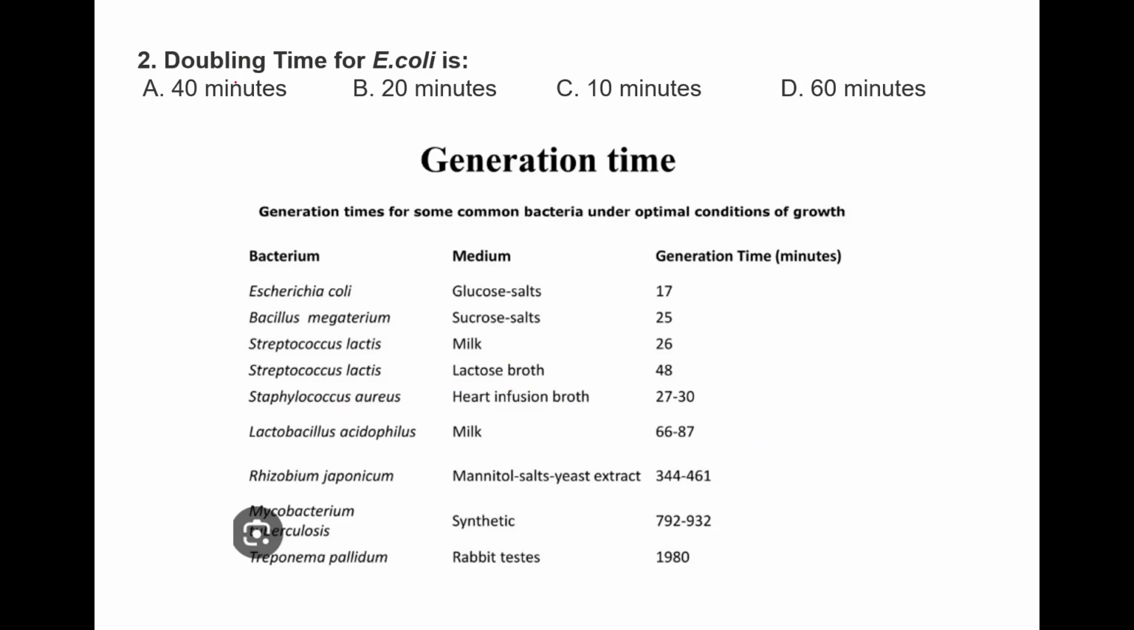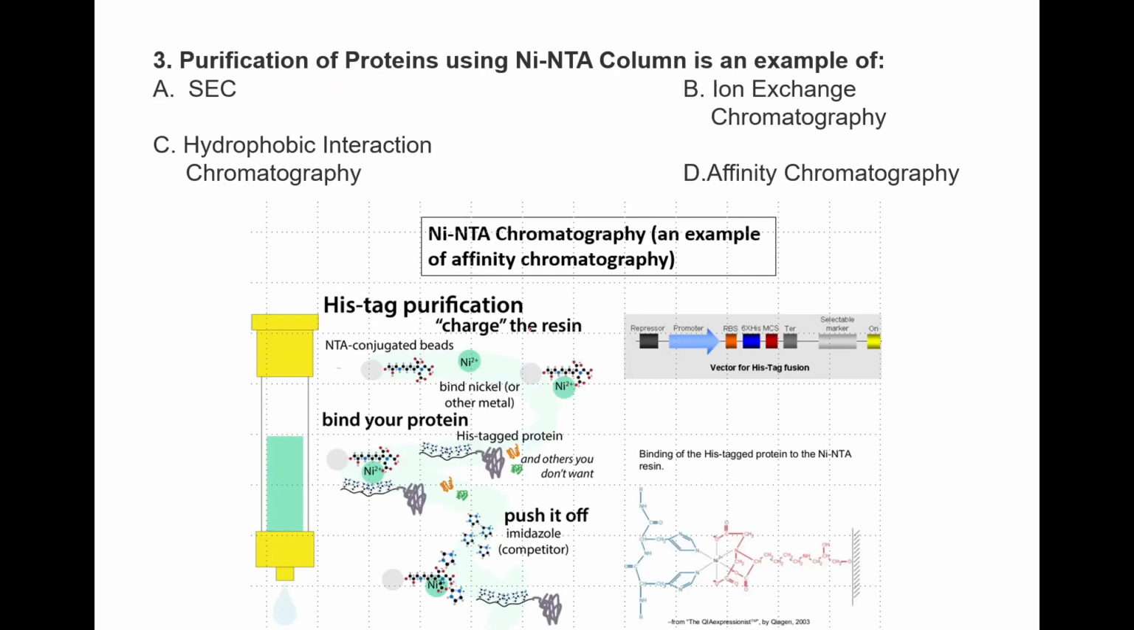Okay, wherever you are facing any doubt, you can ask me. Then, what is the doubling time for E. coli? This is very easy. The doubling time for E. coli is 20 minutes. You should actually have this knowledge by heart, then only you can answer this question. I have also listed various doubling times or generation times for other bacteria here. So the doubling time for E. coli is 20 minutes, and the answer is B.